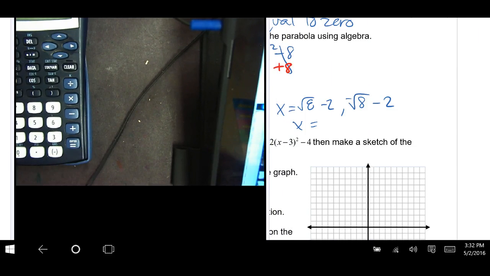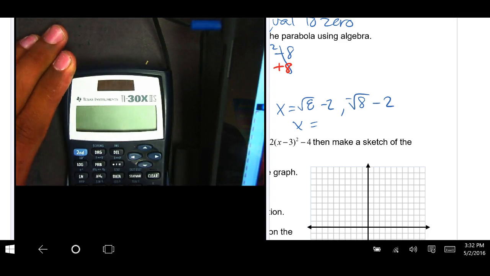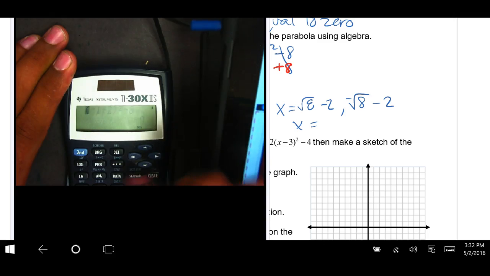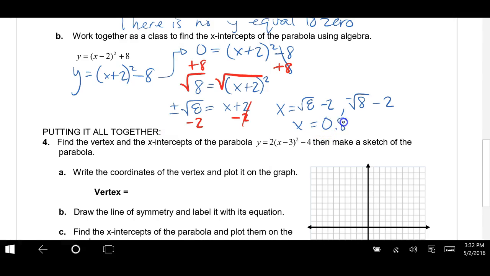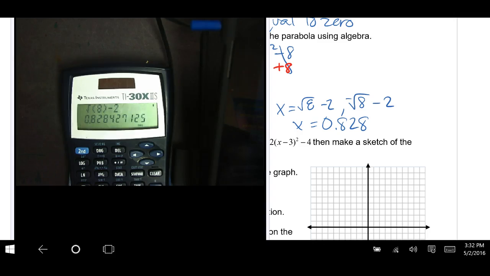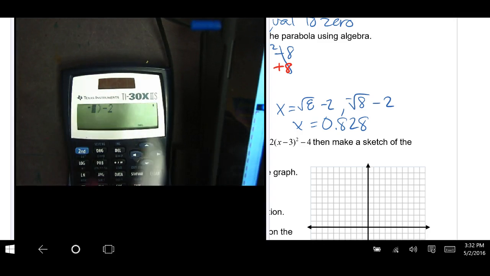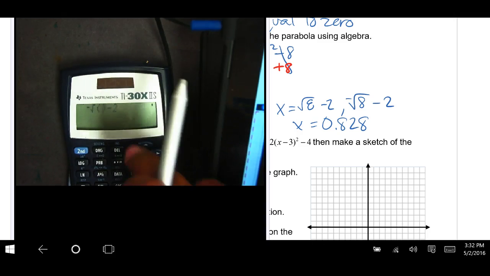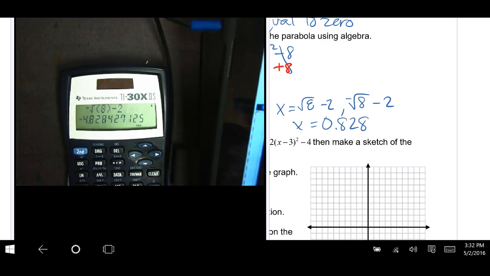Move it over here. Okay, let's bring this down. So again, square root of 8 minus 2. So that's going to be 0.828. Okay. And then let's do that for the negative square root of 8. Do the same thing, except let's put a negative in front now. And now it's negative 4.828.